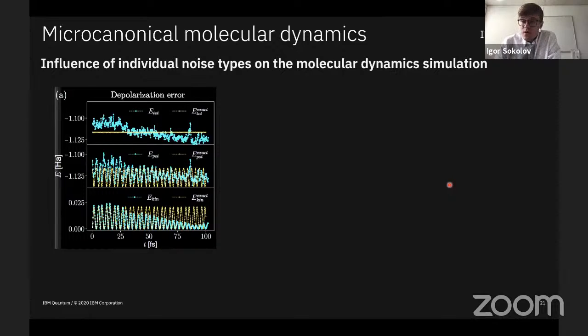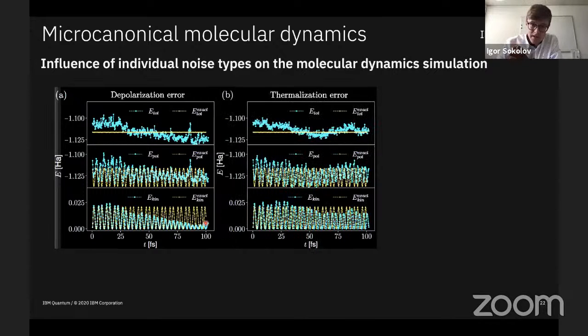Next, I want to show you the influence of the individual noise types. These three noise types, one is the depolarization error. If we include just this error, without the readout error and thermalization error, we lose a lot of the total energy, and the kinetic energy is also reduced drastically. If we have only the thermalization error, we are significantly better in kinetic energy, and we also have a certain revival of the potential energy. But still, the depolarization error remains the main source of our problem.